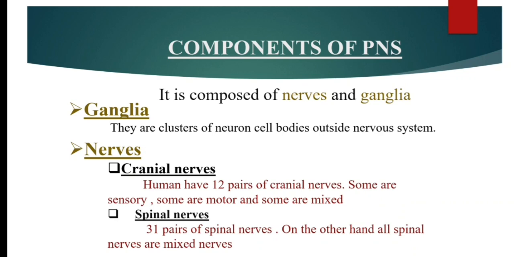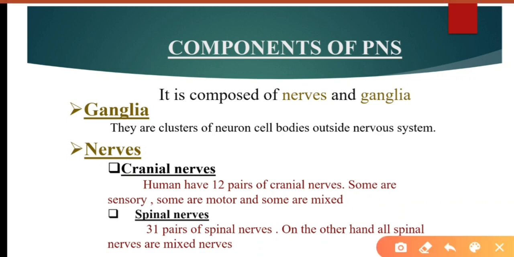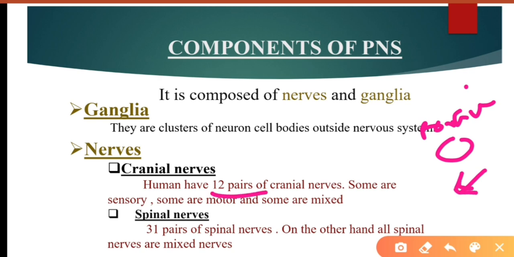There are two types of nerves. Cranial nerves. These nerves arise from brain. There are 12 pairs of cranial nerves. Second one is our spinal nerves. Spinal nerves arise from spinal cord. There are 31 pairs of spinal nerves.